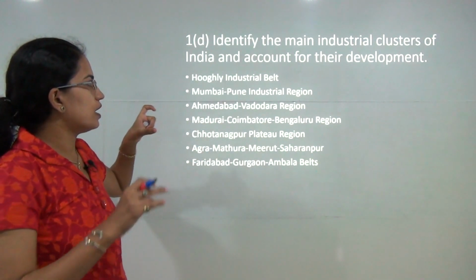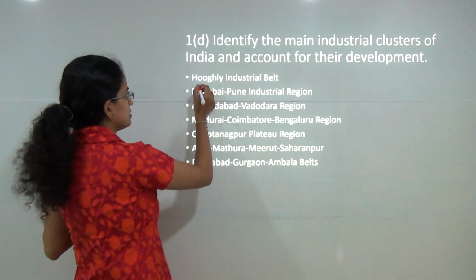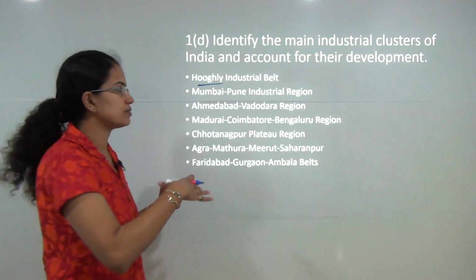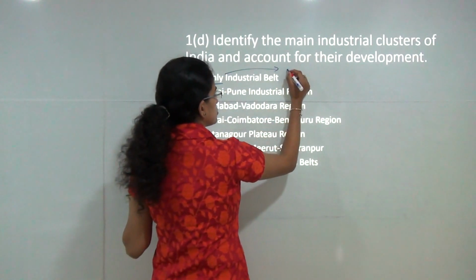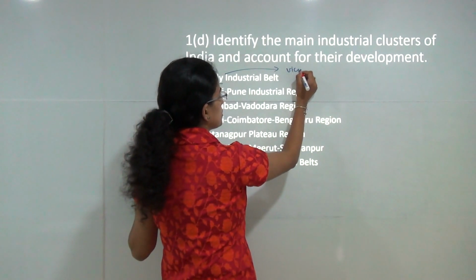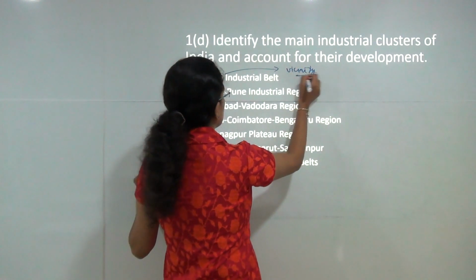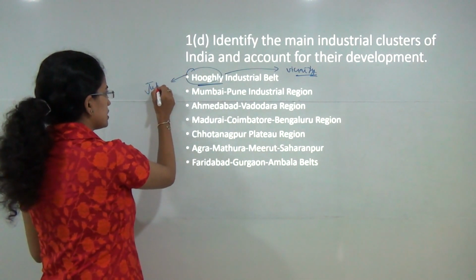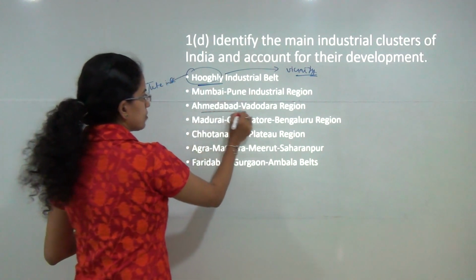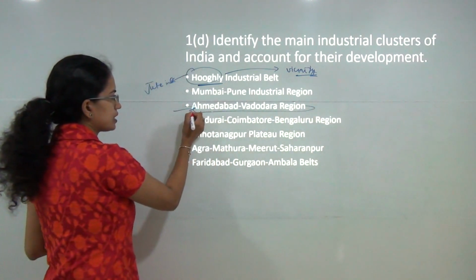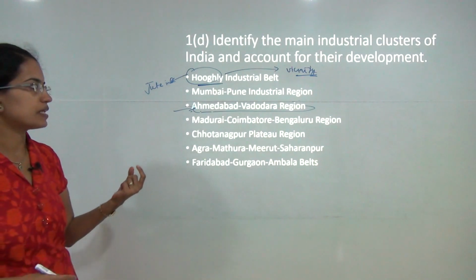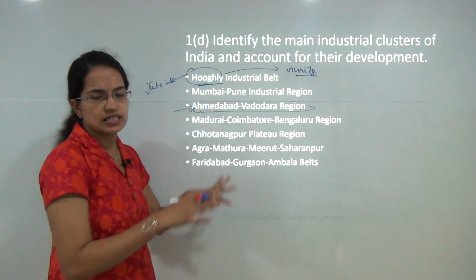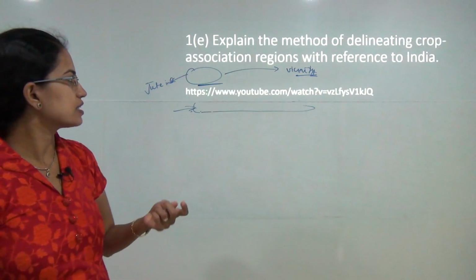Now when you are trying to account for their development, for example, I'll discuss one of those. For example, we talk about Hooghly. Hooghly is a region in West Bengal. It's close to the port, so nearby vicinity to the port leads to easy transportation. Another important aspect is the jute industry that exists here. Similarly, in the Ahmedabad-Vadodara region, because of the cotton textile industry, a lot of development has occurred in this area. So these are the main industrial clusters of India, and you need to explain the key highlights for each of those.